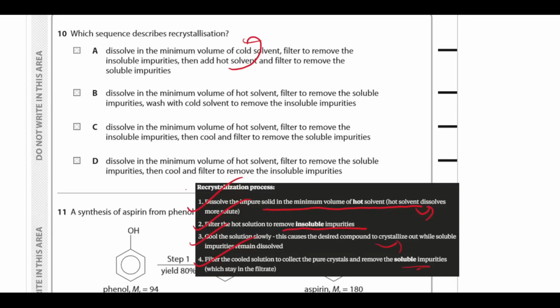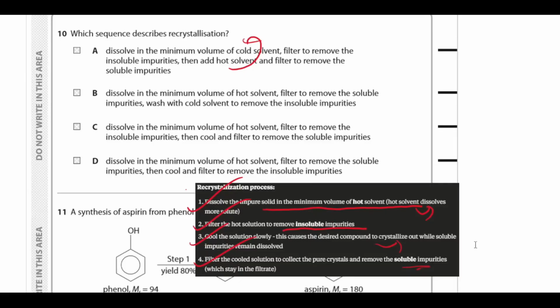If we see option B, at first we can clearly see it kind of dissolves the impurities in the hot solvent and then filters the soluble impurities first. So that is not even correct, because at first we filtered the hot solution to remove the insoluble impurities. So that's kind of inconsistent with the data provided down here. So that's not the correct order as well.